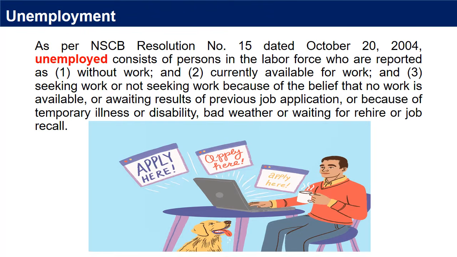As per NSCB Resolution No. 15 dated October 20, 2004, the unemployed consist of persons in the labor force who are reported as 1. Without work, and 2. Currently available for work, and 3. Seeking work, or not seeking work because of the belief that no work is available, or awaiting results of a previous job application, or because of temporary illness or disability, bad weather, or waiting for rehire or job recall.